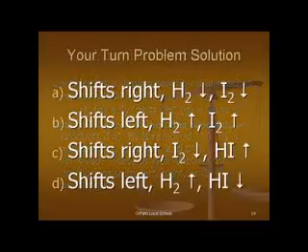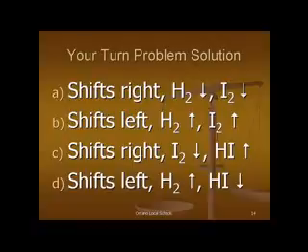Okay, let's check your work. If we remove hydrogen iodide, it's going to shift the equilibrium to the right, to the product side, and both hydrogen and iodine are going to decrease. If we add hydrogen iodide, the reaction will shift to the left so that more reactants are formed, so H2 and I2 are increased.